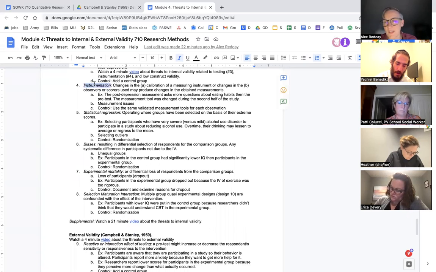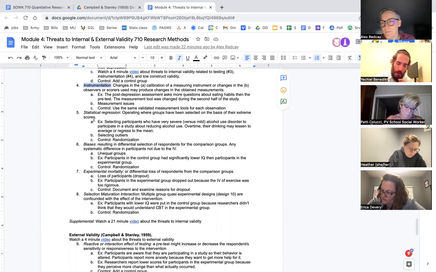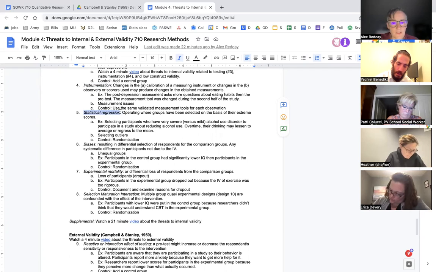Then we have instrumentation. That basically means your measurement tool isn't valid or it's not good. That's when people want to make up their own questions, right? You shouldn't make up your own questions. You should use a validated tool. That does not apply to qualitative people, though. It's a different situation. You have a different way of producing good questions.